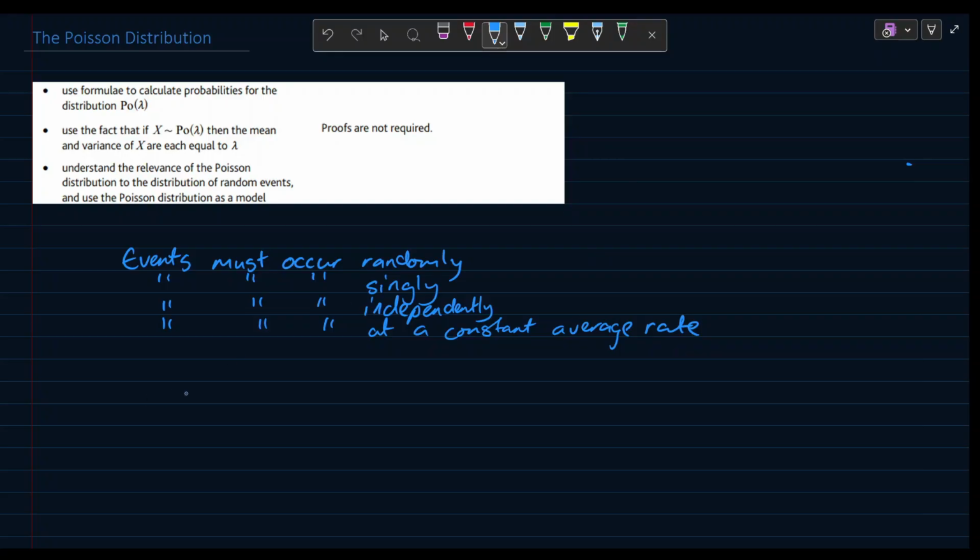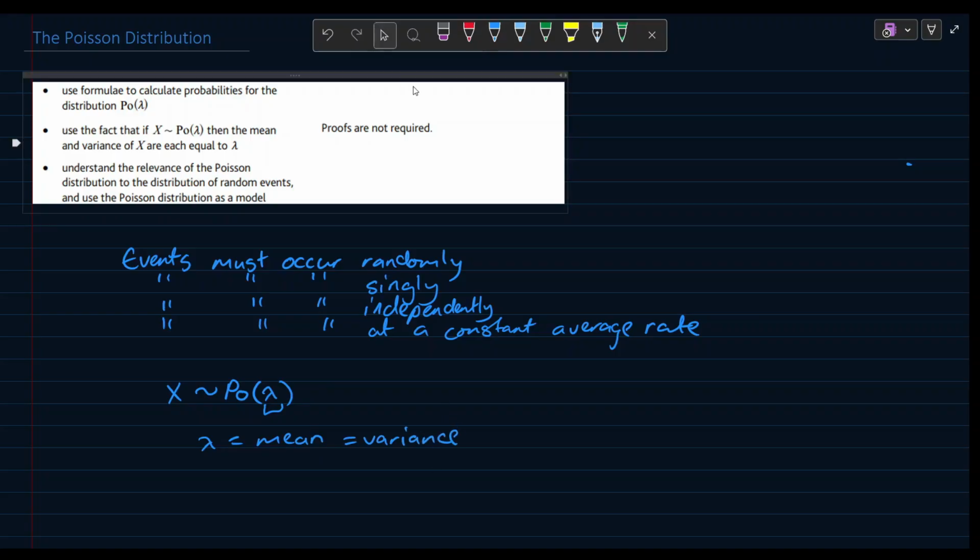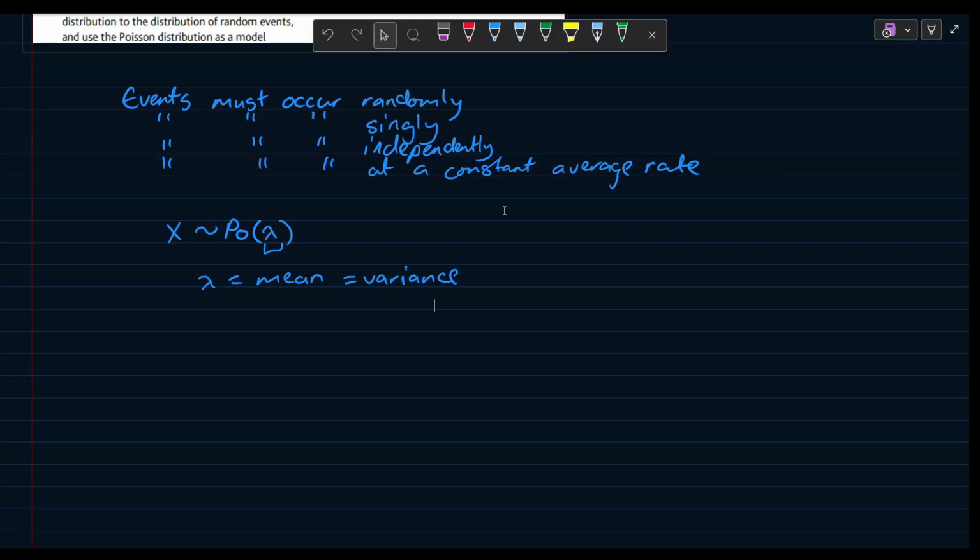Alright, so if these four conditions are met, then a Poisson distribution is a suitable model. And the notation we use for a Poisson distribution is X follows a Poisson distribution with mean lambda. So this lambda here, our parameter, represents our mean. And note that under a Poisson distribution, mean is the same as variance. So it means our lambda is both mean and variance. Alright? So to calculate our Poisson probabilities, we use the formula. The probability that x is equal to r is equal to e to the negative lambda times lambda to the r over r factorial. This is your formula for Poisson probabilities.